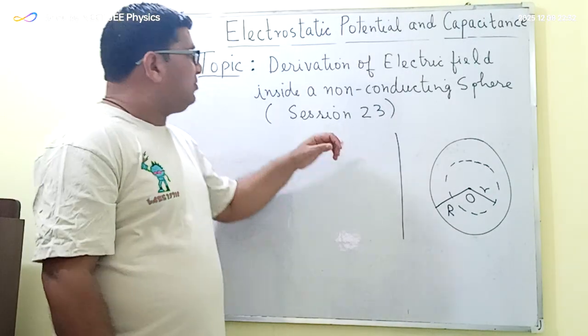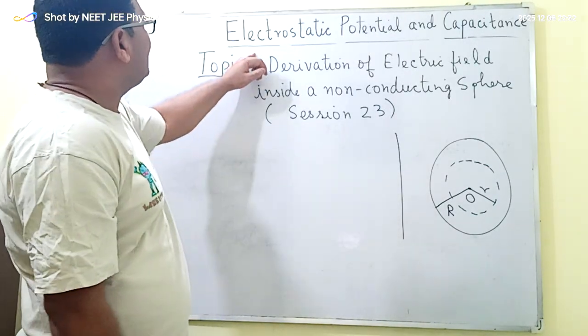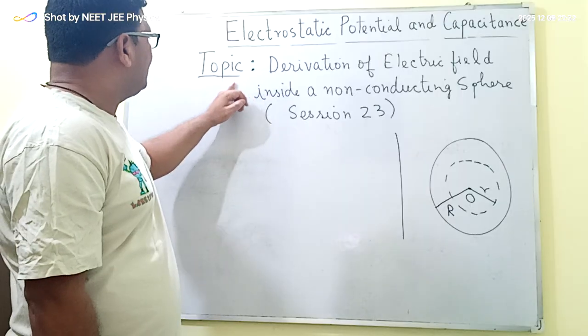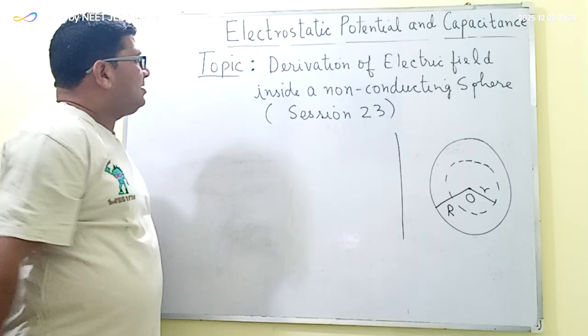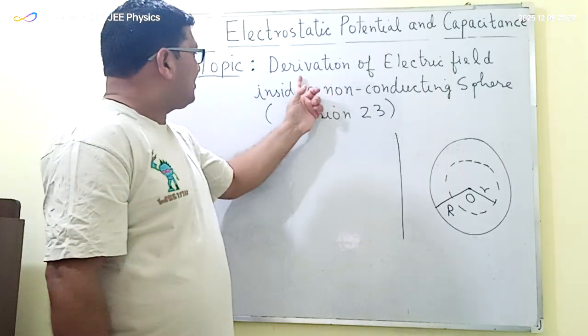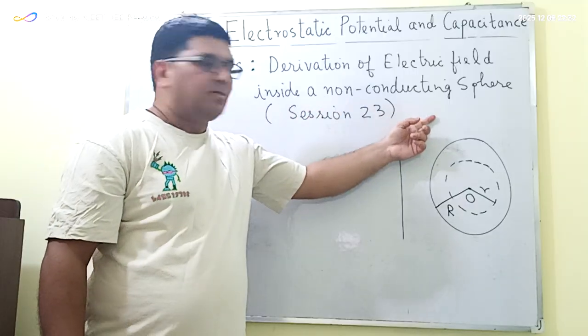Good evening and welcome to session number 23 from the playlist of electrostatic potential and capacitance. The topic is the derivation of the magnitude of electric field inside a non-conducting sphere.